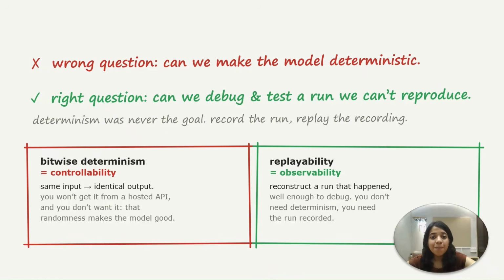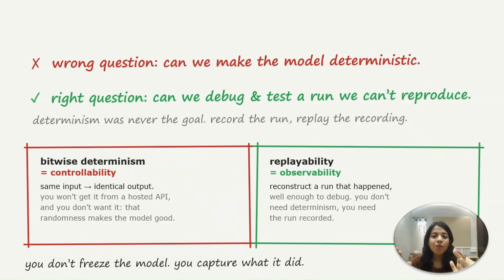Two words we keep mixing up, which I'll talk about now, are bitwise determinism and replayability. Bitwise determinism is same input, same output. That's controllability. You're not getting it from a hosted API and you don't actually want it, because the randomness is what makes the model good. Once the model explores more, you'll get more creative answers.